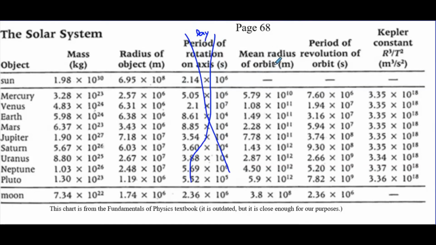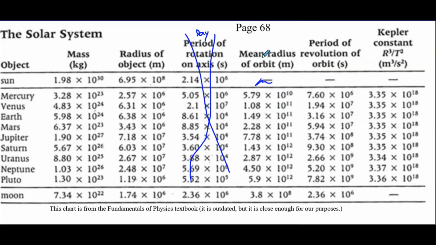The mean radius of orbits, so you'll notice the sun doesn't have any values for those, and that's because we orbit around the sun, therefore it doesn't have its own value. The sun orbits around the big set of black holes at the center of the Milky Way galaxy, but we don't care, not for our purposes. This is how far away each of these planets are from the center of the sun to the center of those planets.